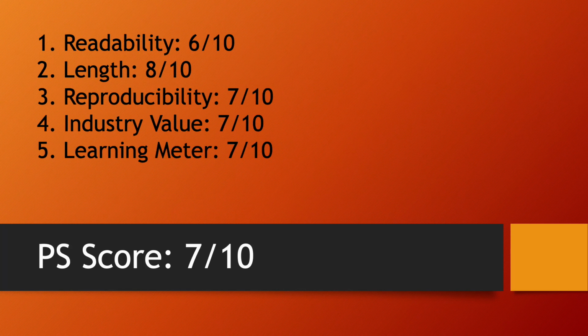Now let's give this paper a PS score. Overall, it's a bumpy read due to code, so it gets 6 out of 10 on readability. With 12 pages, it scores 8 out of 10 on length. Reproducibility shouldn't be too challenging, so it gets 7 out of 10. Industry value and learning are decent, so it gets 7 out of 10 on each. Overall PS score is 7 out of 10.